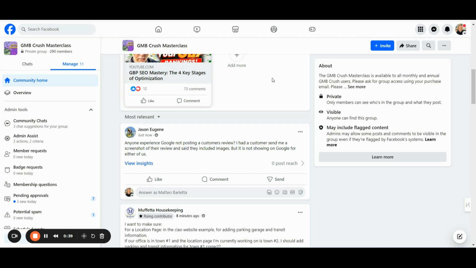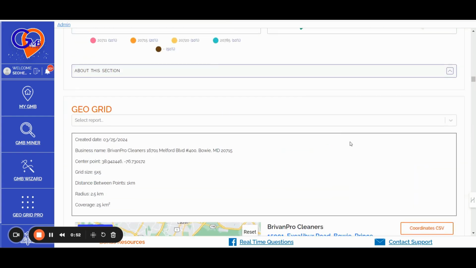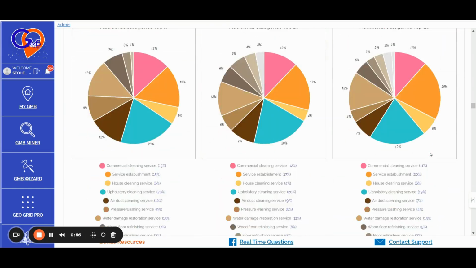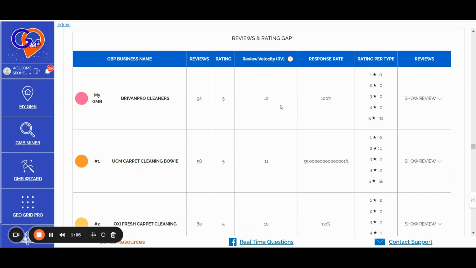So basically, what I recommend, if you are a GMB Crush member, once you have created your GBP audit report, is to scroll down to the reviews and rating gap report. I want you to have a closer look at the review velocity metrics here. Sometimes it happens that your GBP profile, or the GBP profile of your clients, of course, is getting too many reviews in a shorter period of time in comparison with the top three competitors. So you should always have a closer look at the review velocity metrics that we have under the reviews and rating gap audit report.